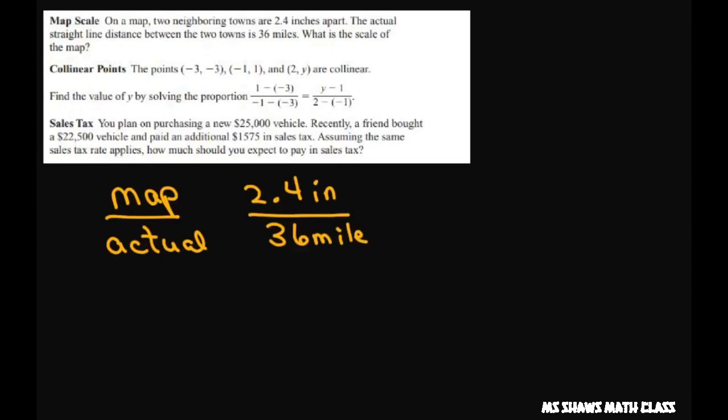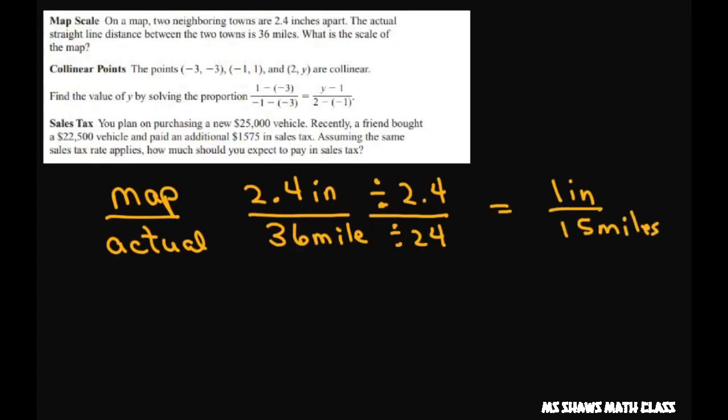So all you're going to do is divide both sides by 2.4. And you get 1 inch to 15 miles. So the way you probably want to write it is 1 inch to 15 miles.